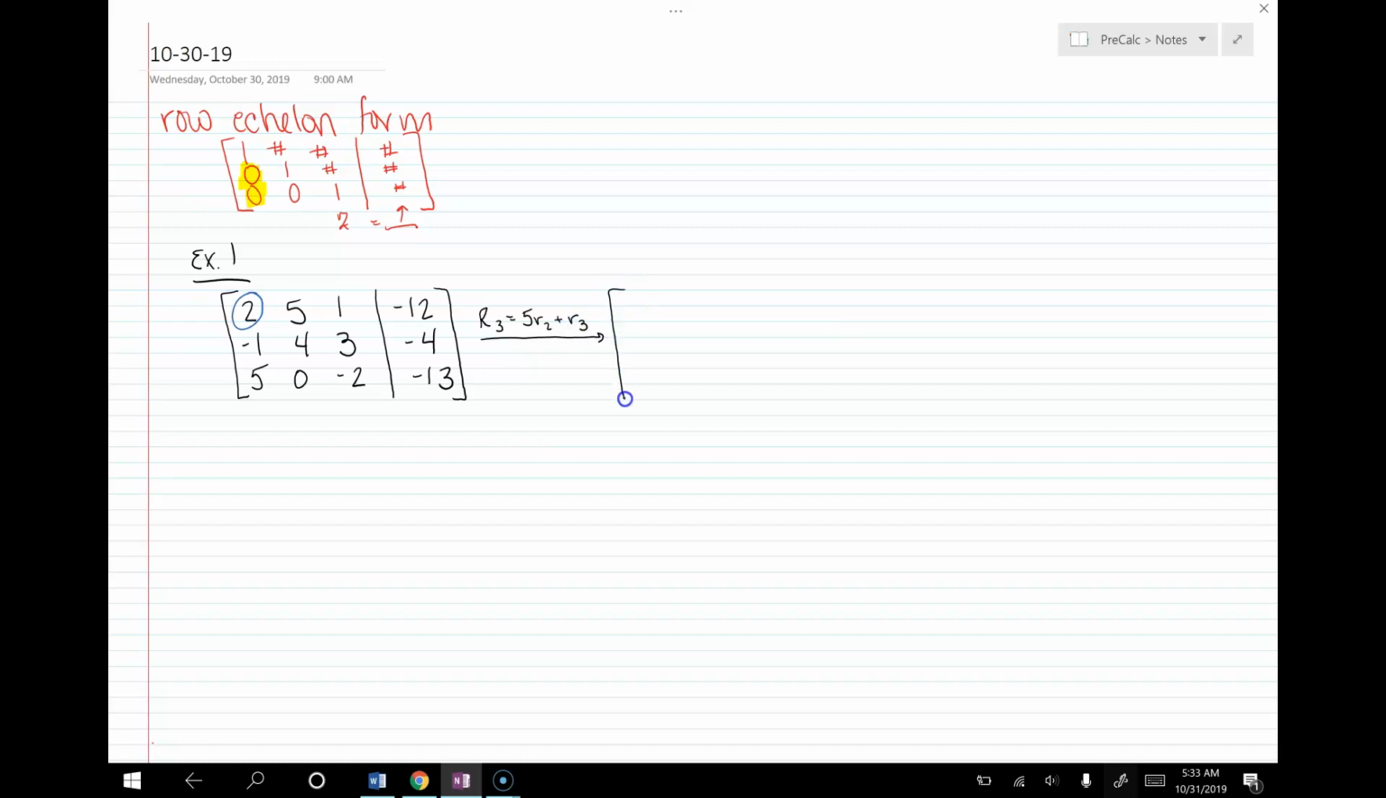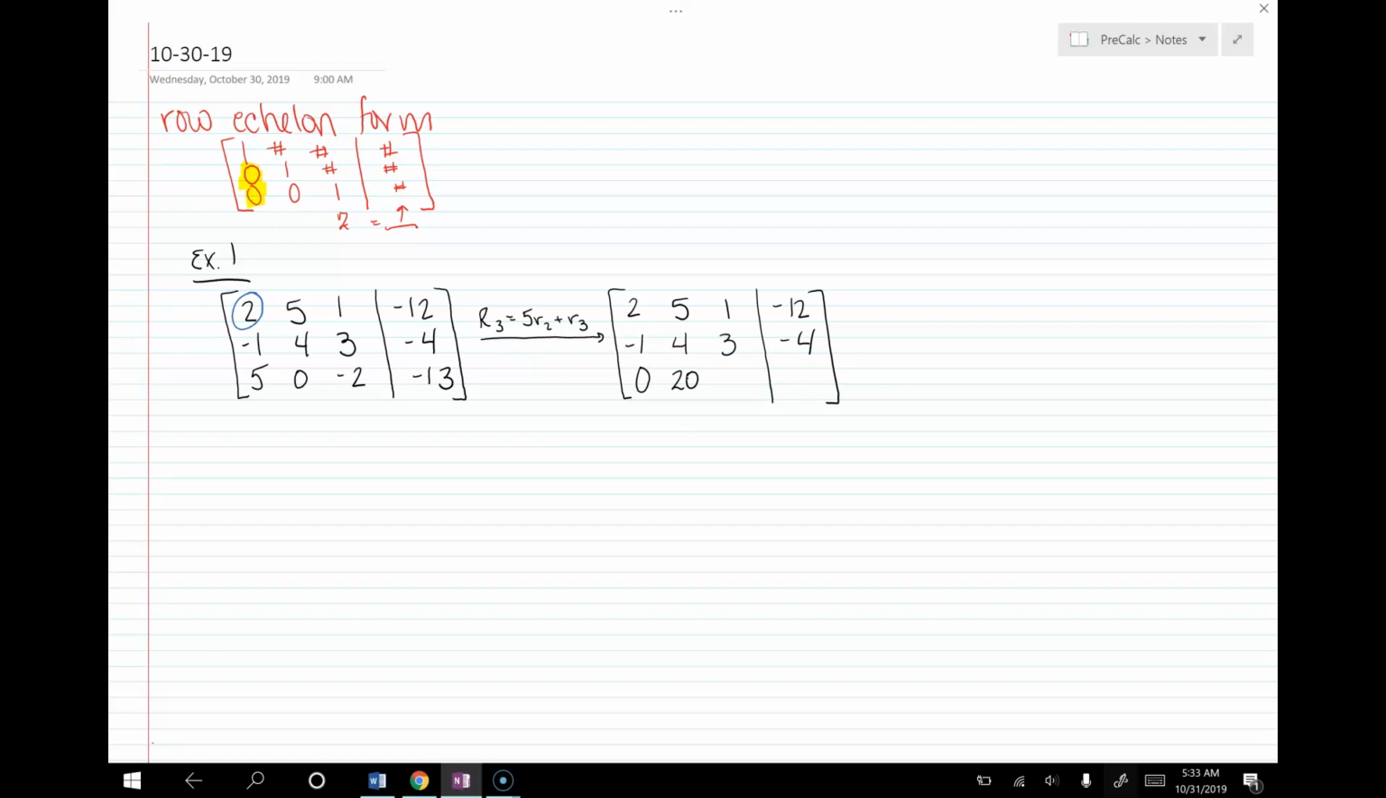In doing so, my first row stays the same. So I'm going to rewrite that: 2, 5, 1, negative 12. The second row I'm not manipulating yet. We're going to do that next. And then here we go for the third row. 5 times negative 1, because it's the first element in the second row, is negative 5. Plus 5 is 0. 5 times 4 is 20, plus 0 is 20. Now we got rid of that 0, but that's okay. We can get it back.